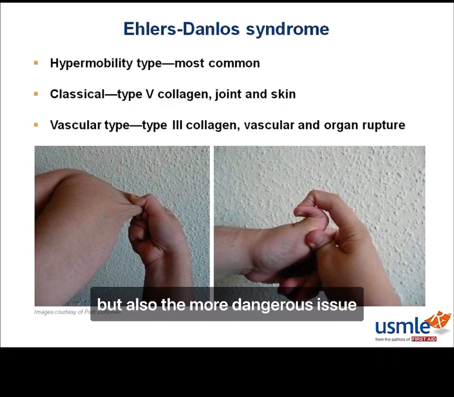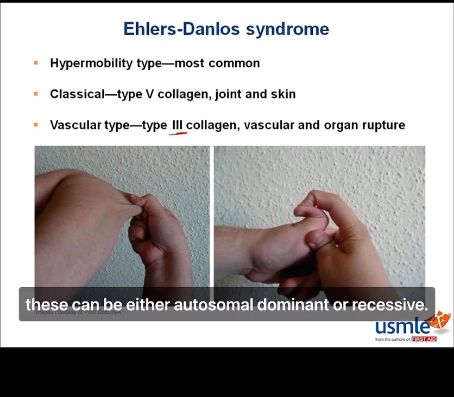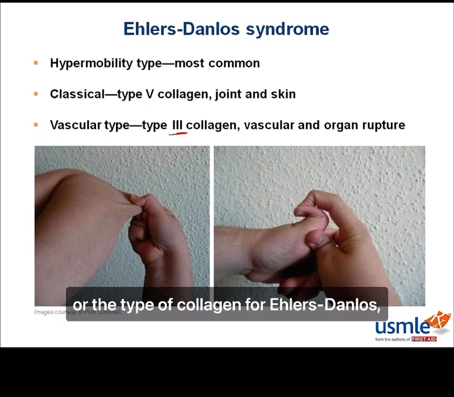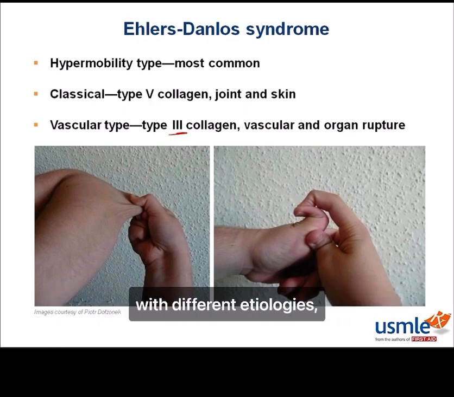bruising, but also the more dangerous issue of berry aneurysms and organ rupture. This one is typically caused by a defect in type 3 collagen. Depending on the specific mutation, these can be either autosomal dominant or recessive. I wouldn't worry too much about the genetics or the type of collagen for Ehlers-Danlos, since there are so many different types with different etiologies.